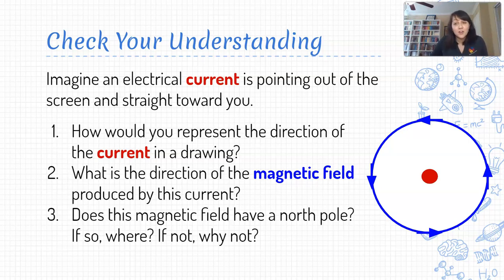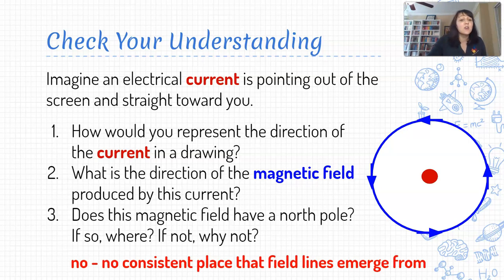So for a straight current carrying wire, there is no north pole and no south pole because there's not a clear location where our field lines are exiting or emanating from. There's no clear point of origin, and there's no place where they're going back in. They're just going around in a loop over and over again. So as a reminder, straight current carrying wires do not have north and south poles.